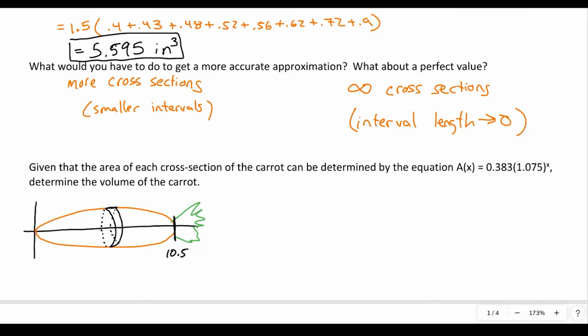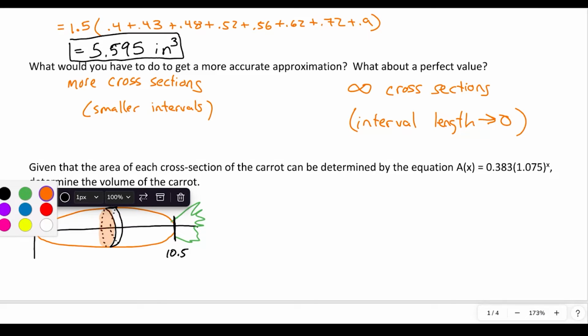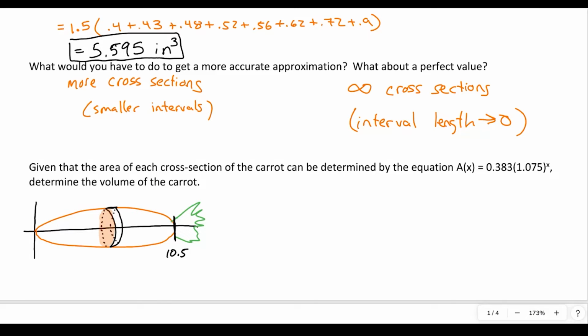So let's start with the base area. The base area, even though it kind of looks circular, we know it's not exactly circular. We're going to use that function A to give us that area. In other words, the base area is given by that function, A of x.